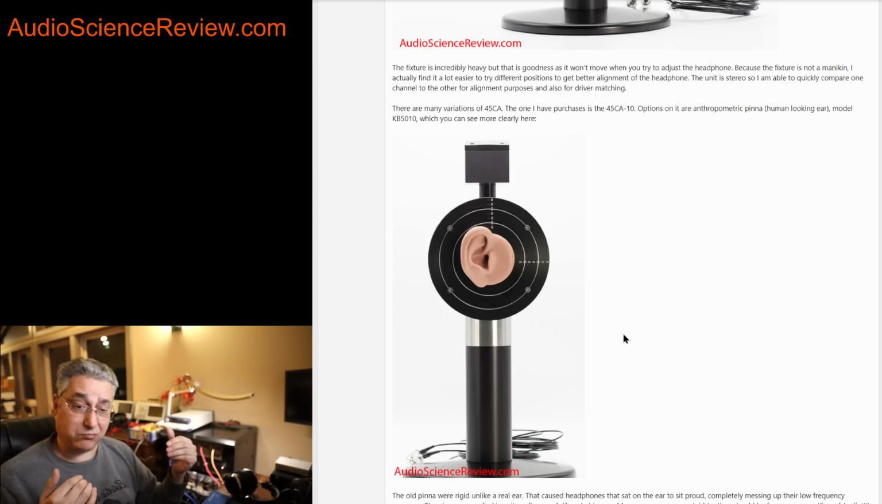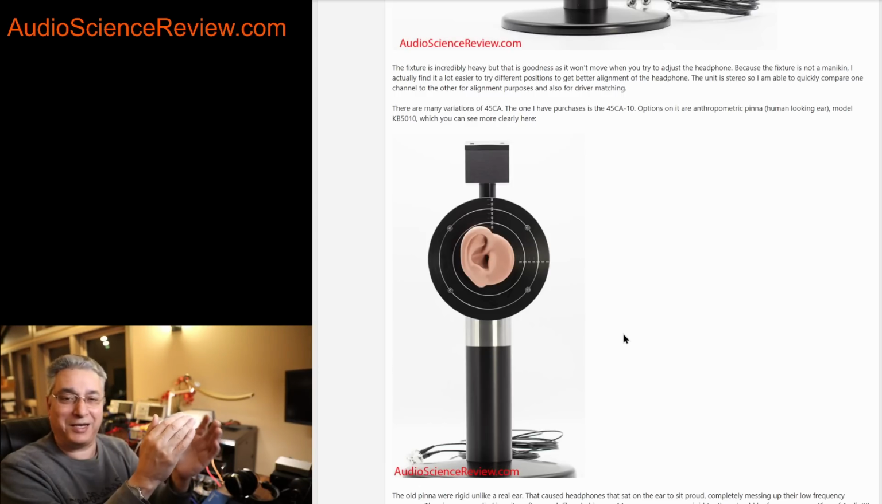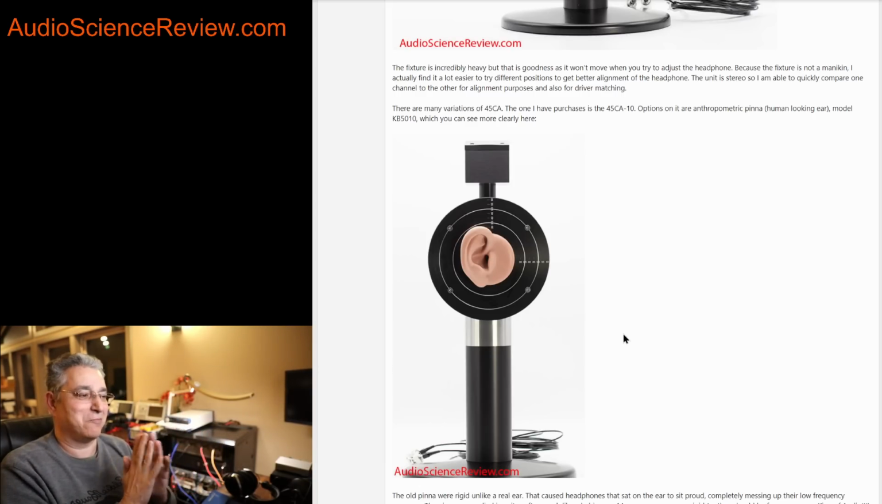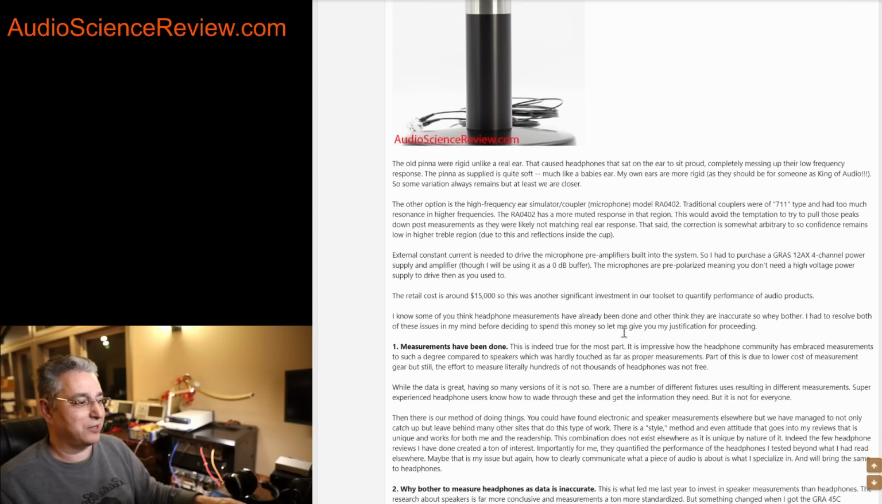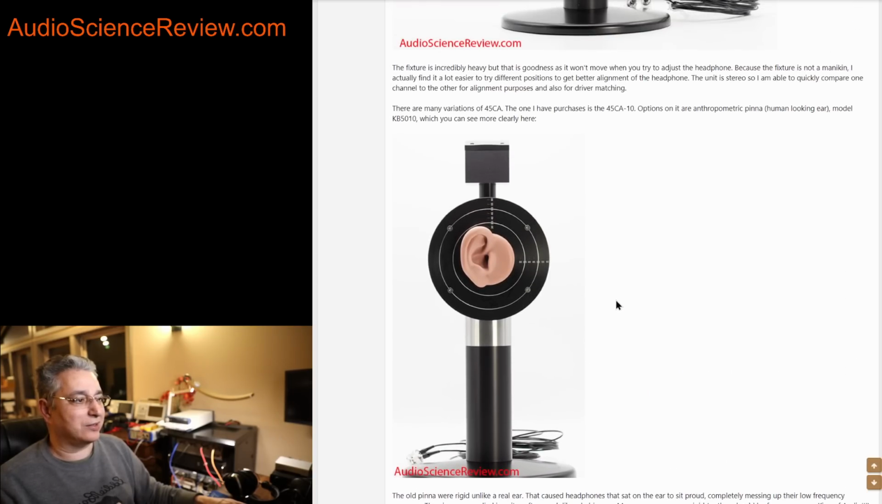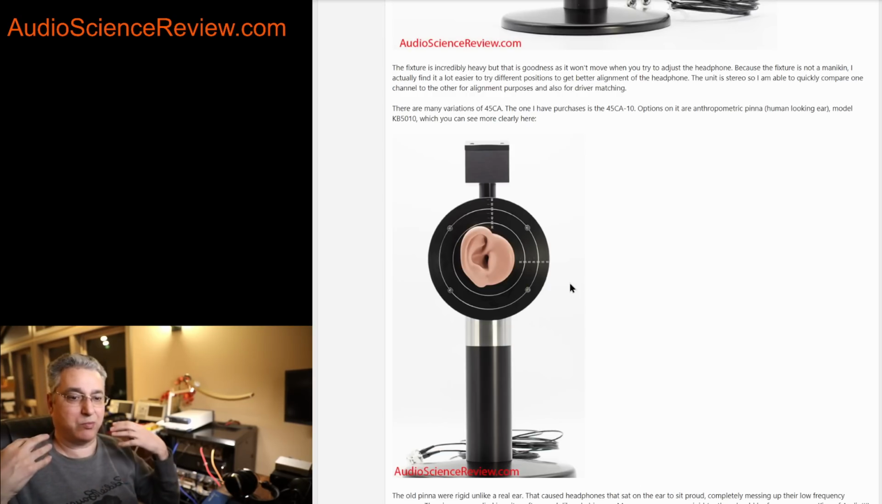These are, again, correlated and roughly accurate measurements, but they have issues in them, okay? So anyway, unfortunately that creates a barrier. If you don't have this $15,000, you're in trouble. Now, Bayerdynamic has a $45,000 head system that simulates the upper body.